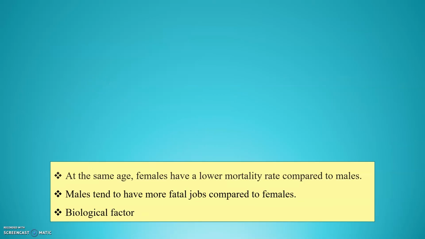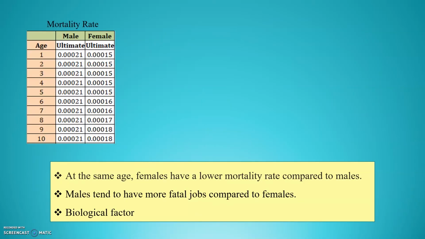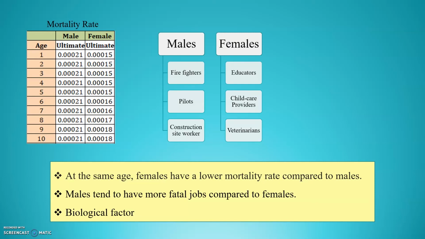Lastly, we compare the mortality rates between males and females. At the same age, females have a lower mortality rate compared to males. Males tend to have more fatal jobs such as firefighters, logging, and construction site workers, whereas a large number of females work as educators, childcare providers, veterinarians, and so on.